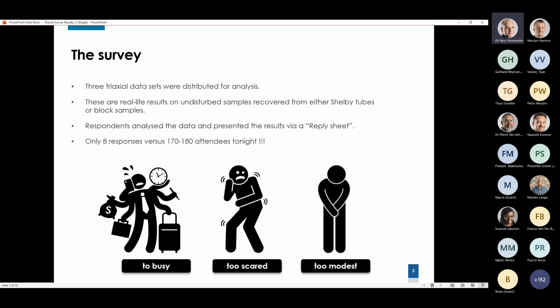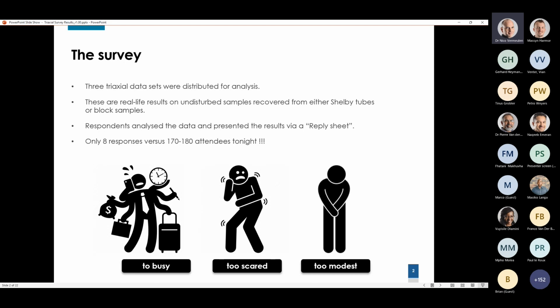Unfortunately, we only received 8 responses. Now, if I look at tonight's list of attendees, we had somewhere between 170 and 180 delegates or attendees. And with Gerhard doing such a good job at presenting Triaxial Testing 101, I'm sure that if we mail out another one of these surveys, we would get probably 150 plus results. Now, there must be various reasons for people not participating, ranging from being too busy, too scared, or too modest to reply. I certainly know where I fall within.